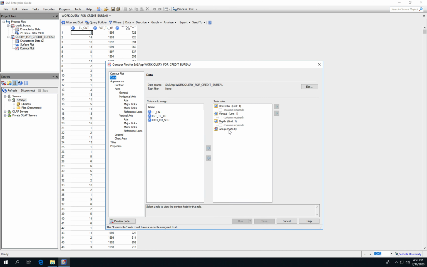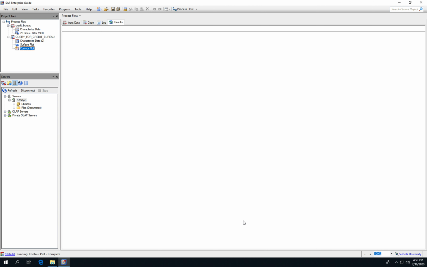So this is a little bit different than the other one because now we're talking about a 2D graph, not a 3D graph, so what these mean changes a little bit. The horizontal is basically the equivalent of your X, so I'm going to put my year in there. Your vertical is the equivalent of your y-axis, which is the one running up and down. In this case, because it's a 2D graph, I want to put my trade line count. And the depth is what's going to be colored in my graph, which is my dependent variable. So in this case, I am going to put the FICO score in there. And I'll go ahead and run that.